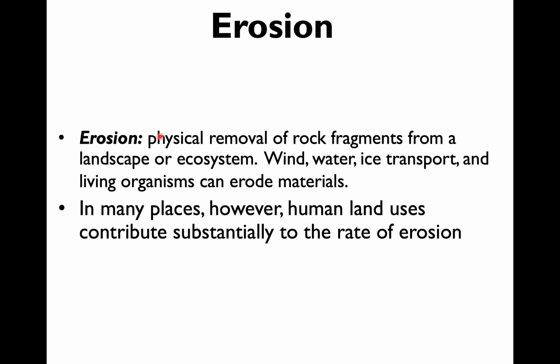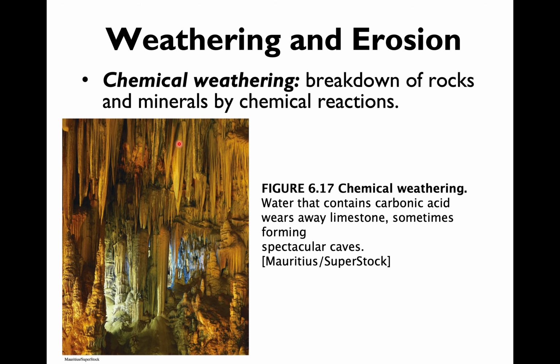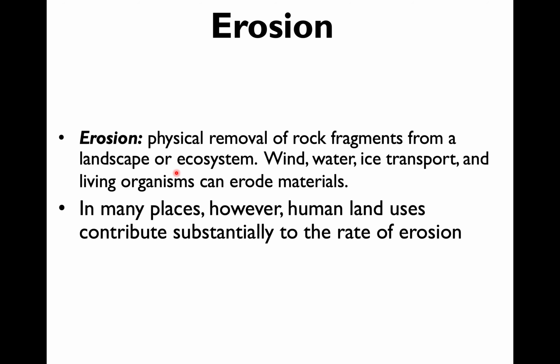Erosion, on the other hand, means physical removal of rock fragments from a landscape or ecosystem. So this is really weathering, breaking apart, degrading the rocks. But notice all the rock is pretty much still here. It's just been degraded. Chemical weathering, the rocks are still here. They've just been kind of shaved down a little bit. Erosion, on the other hand, think of actual rocks being moved around.